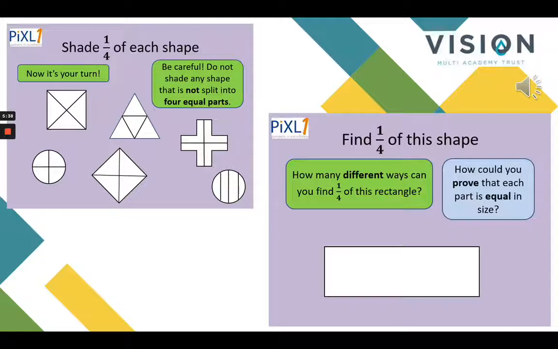It's very interesting on the first section of this slide, if it's shade 1/4 of each shape, the circle in the bottom right corner is split into 4 parts, but not into 4 equal parts. And that's a really good point to make, that children may still colour one of those parts in. It's important they recognise that those parts are not equal.